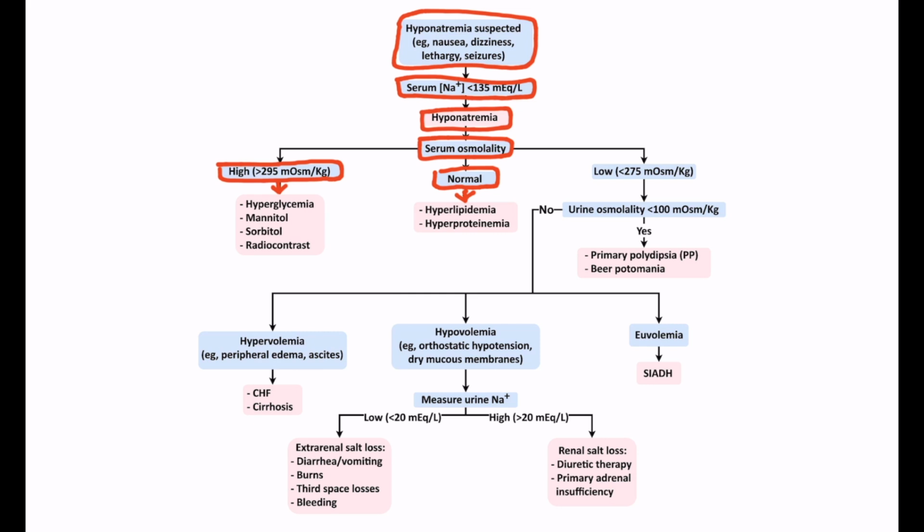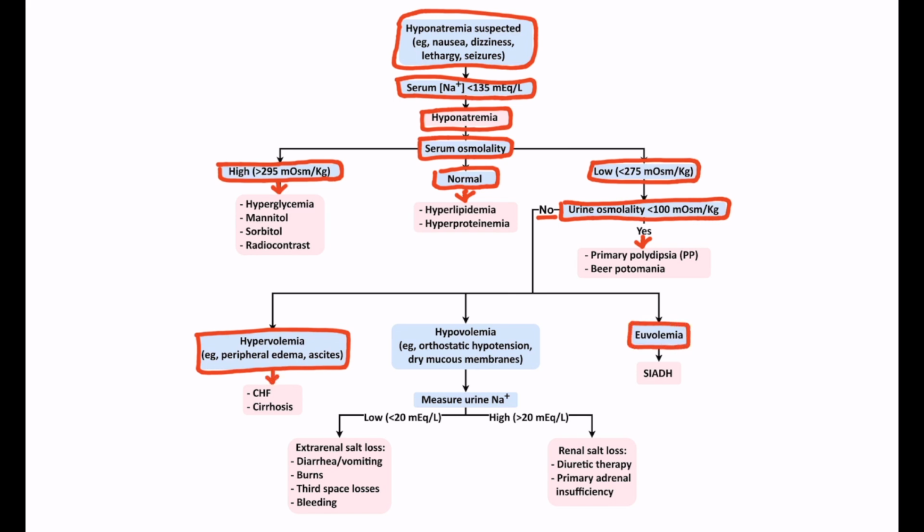Now, if serum osmolality is low, less than 275, we further measure urine osmolality. If urine osmolality is low, less than 100, the most likely causes of hyponatremia are primary polydipsia and beer potomania. However, if urine osmolality is more than 100, we evaluate the volume status in our patient. A hypervolemic patient with signs of peripheral edema or ascites most likely has congestive heart failure or cirrhosis. If our patient is euvolemic, the most likely cause of hyponatremia is SIADH.